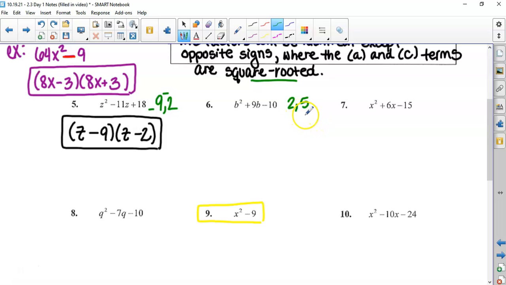Not helpful for me, right? That's either going to get me a 3 or a negative 3, so this guy is out. What else gets me 10? I could think about 10 and 1. This is negative, so one of these has to be negative. And to get to a positive 9, I need 1 to be negative. So my factored form is b plus 10, b minus 1.